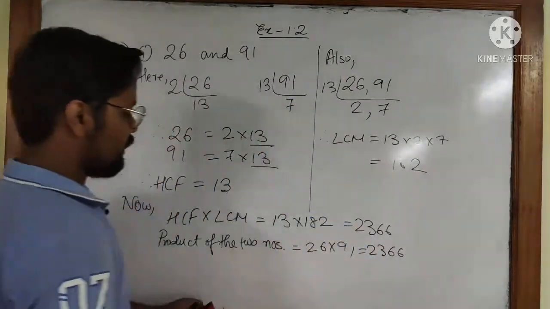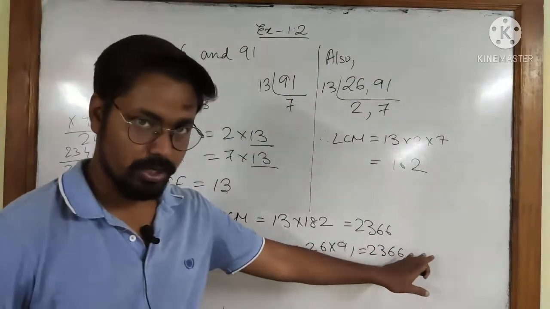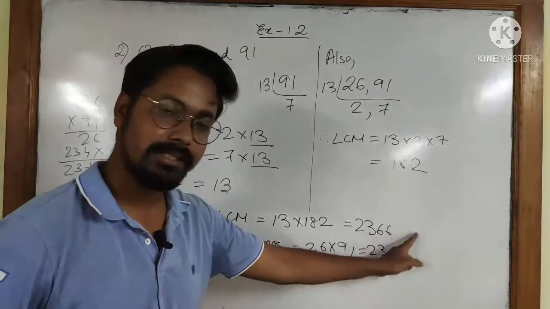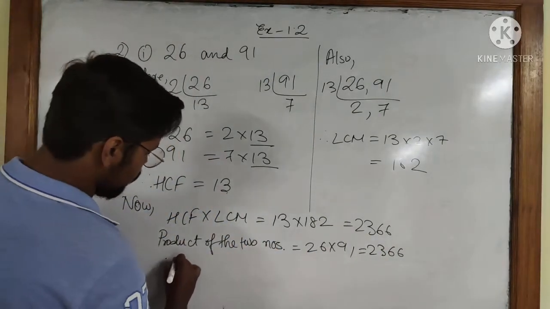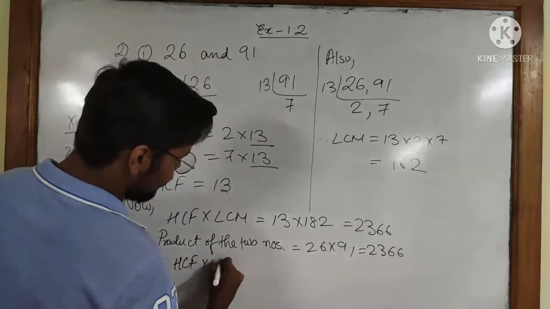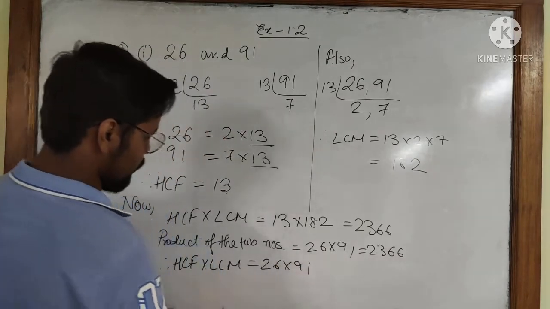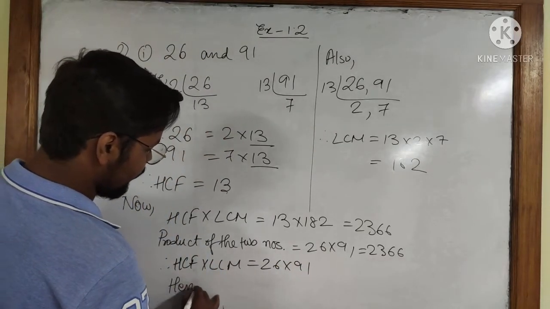So that means the LCM and HCF product, the product of these two numbers, and the product of the two numbers given, both are same. So therefore HCF into LCM is equal to 26 into 91. So hence we have verified the given sum.